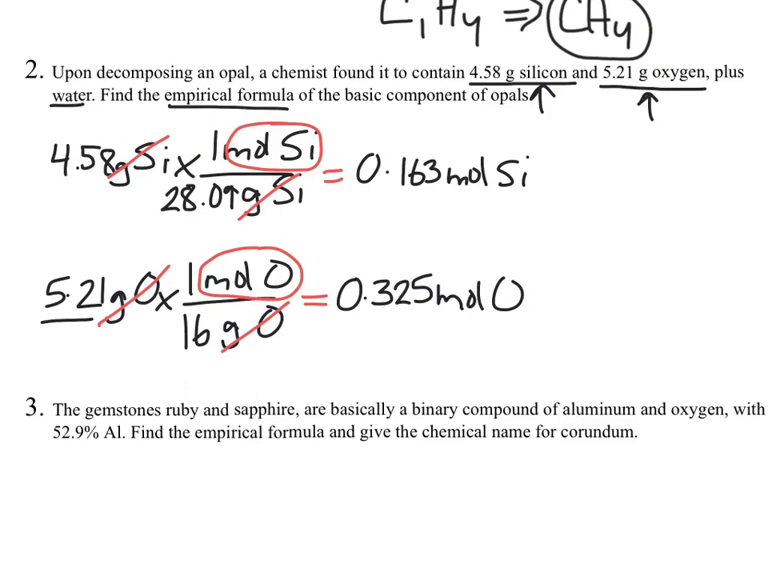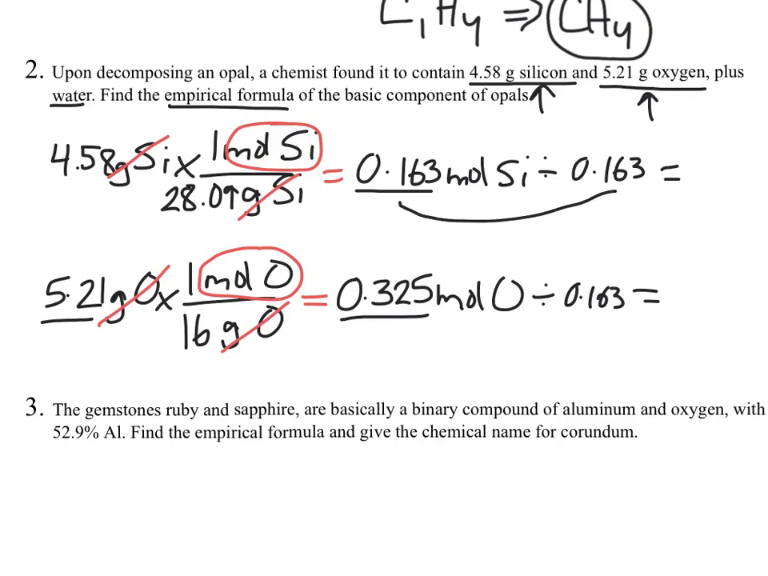Sorry about that. Now that we have that, we are going to divide both of them by the smallest amount of moles. 0.163 is less than 0.325, so we'll divide them both by 0.163. The reason we're going to do that is that we hope to end up with a pretty good group of whole numbers.